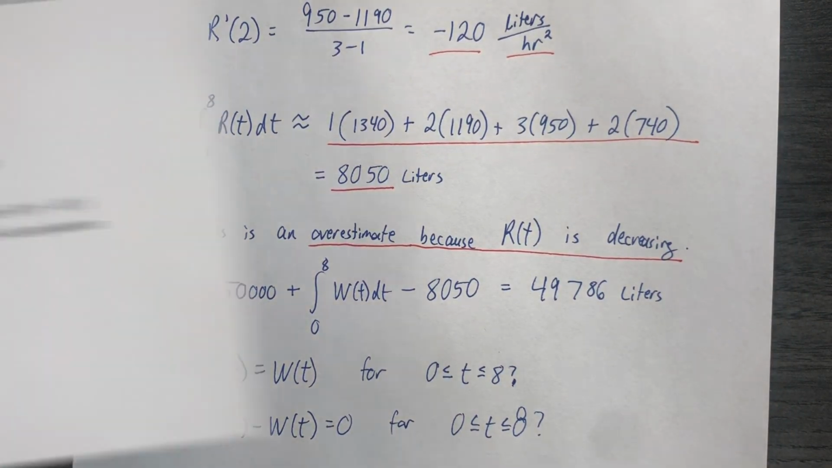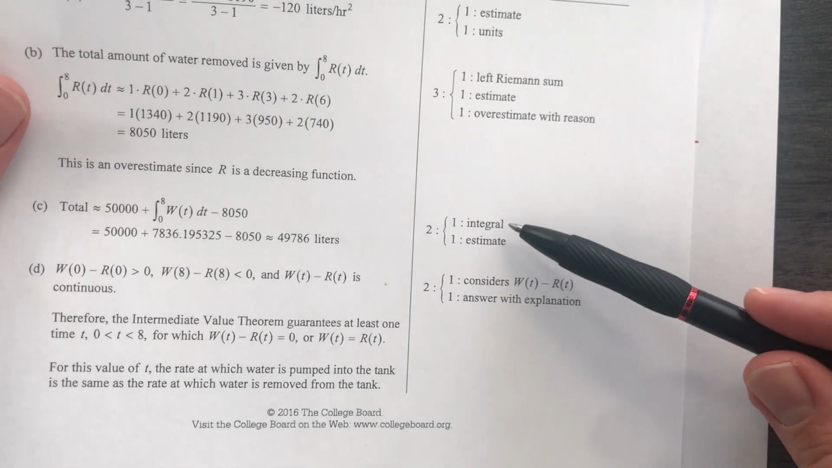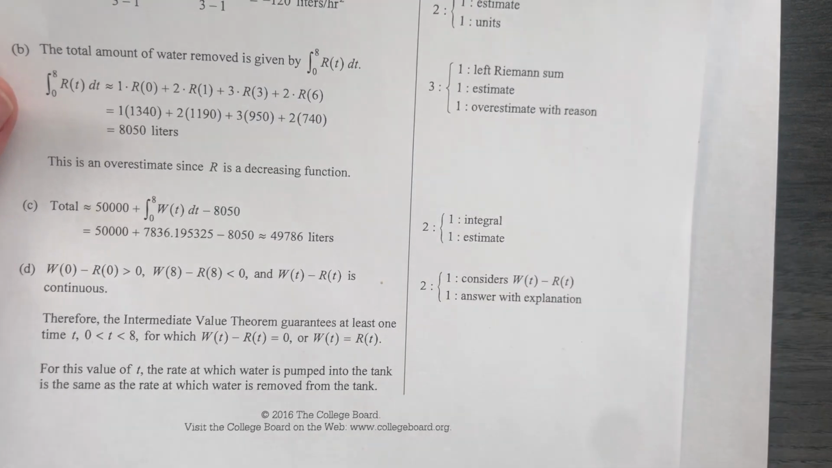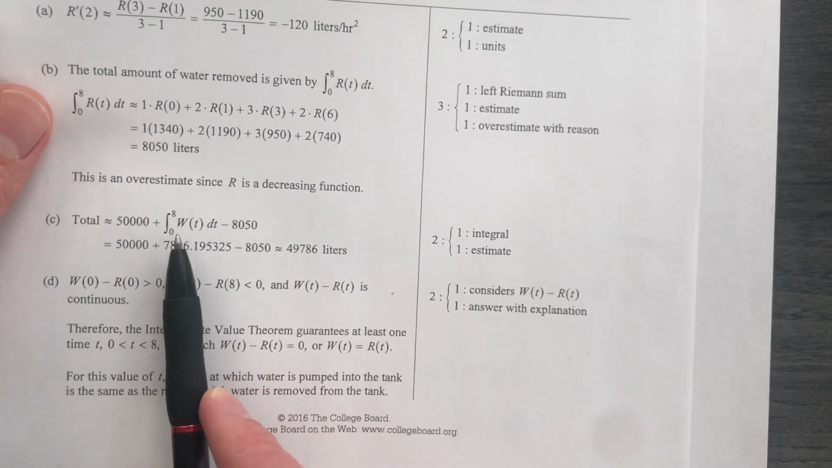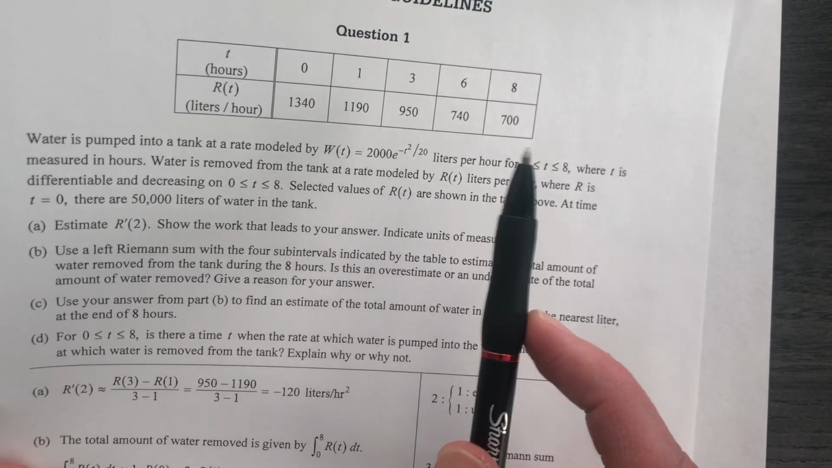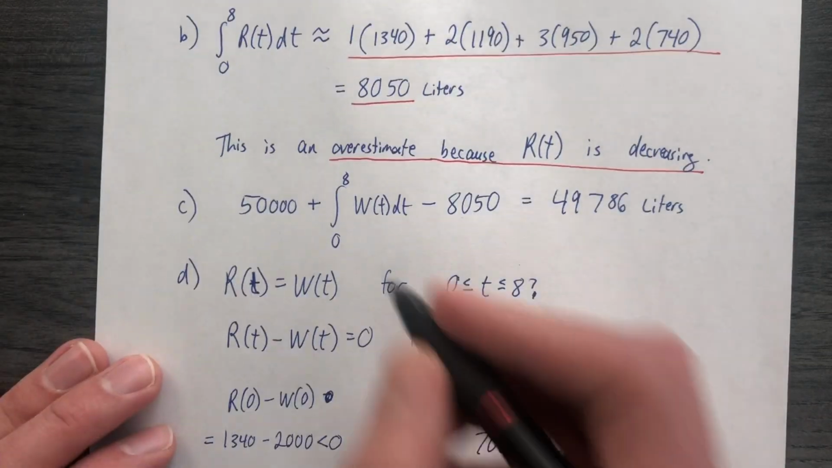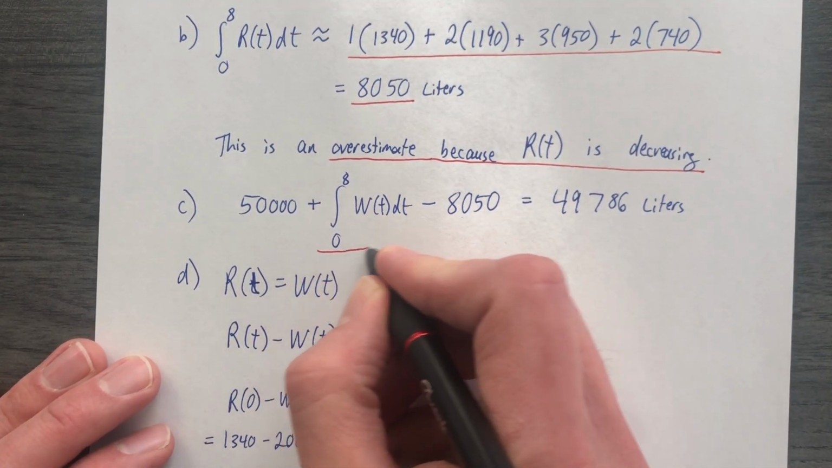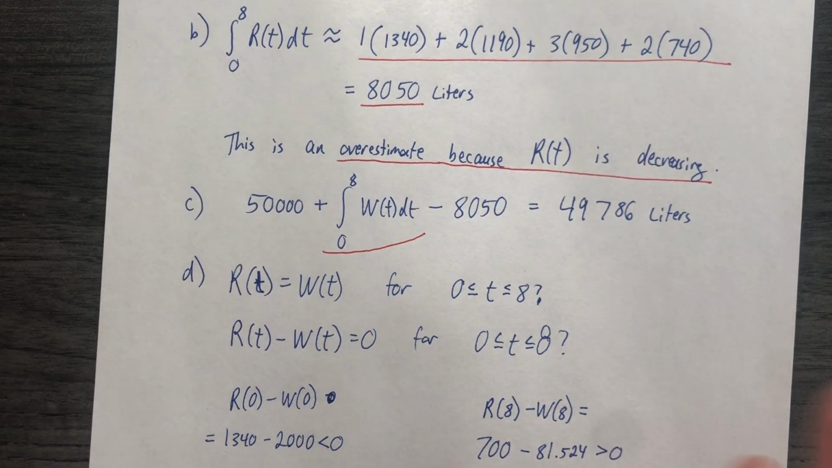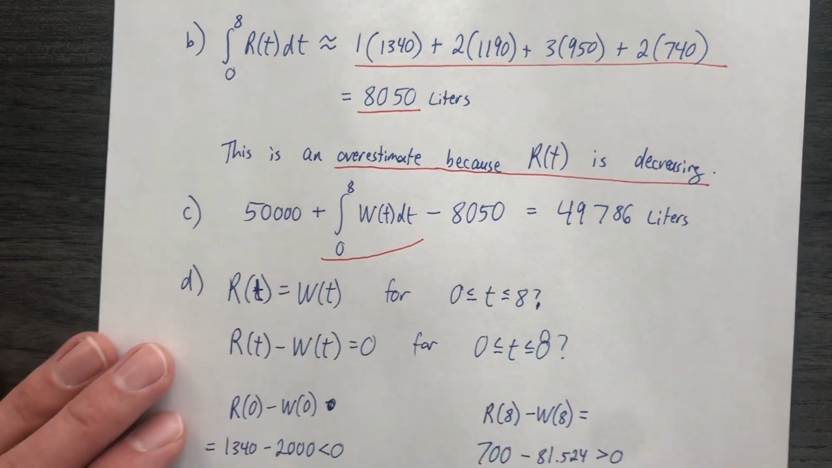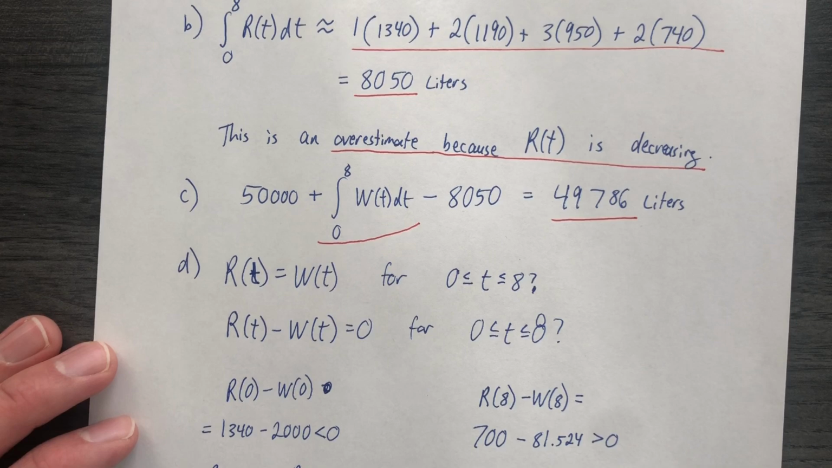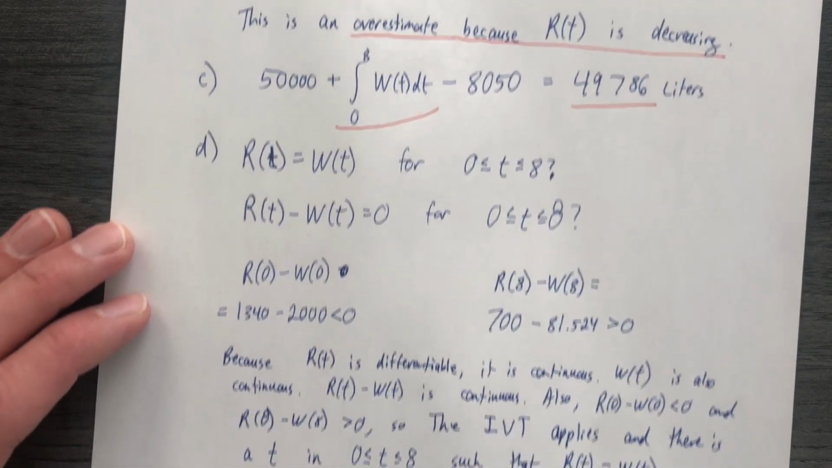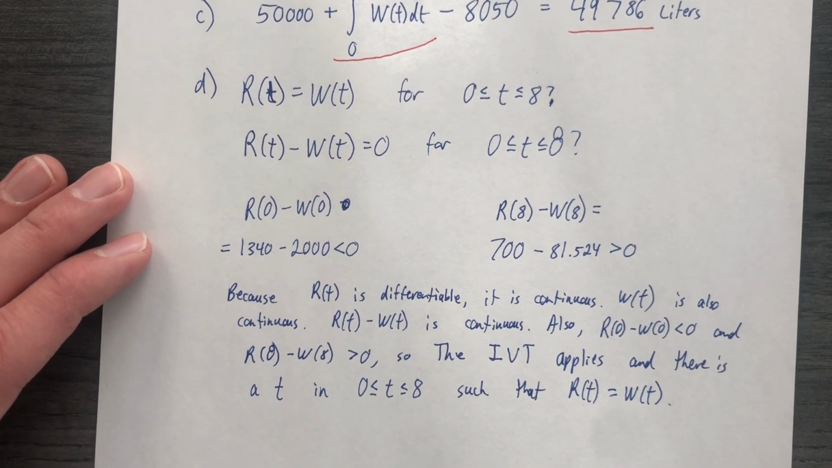Here comes part C. We need to have the integral and the estimate. The things they were looking for in this was, did you ever show this? Now, instead of w of t, if you would have put the actual function, that is fine. It's the same thing. So we got credit for this right here. And then, because we set all this up correctly and we typed it in, we also got credit for this. They did not ask for units. Okay, part D is worth 2 points, and here they are.